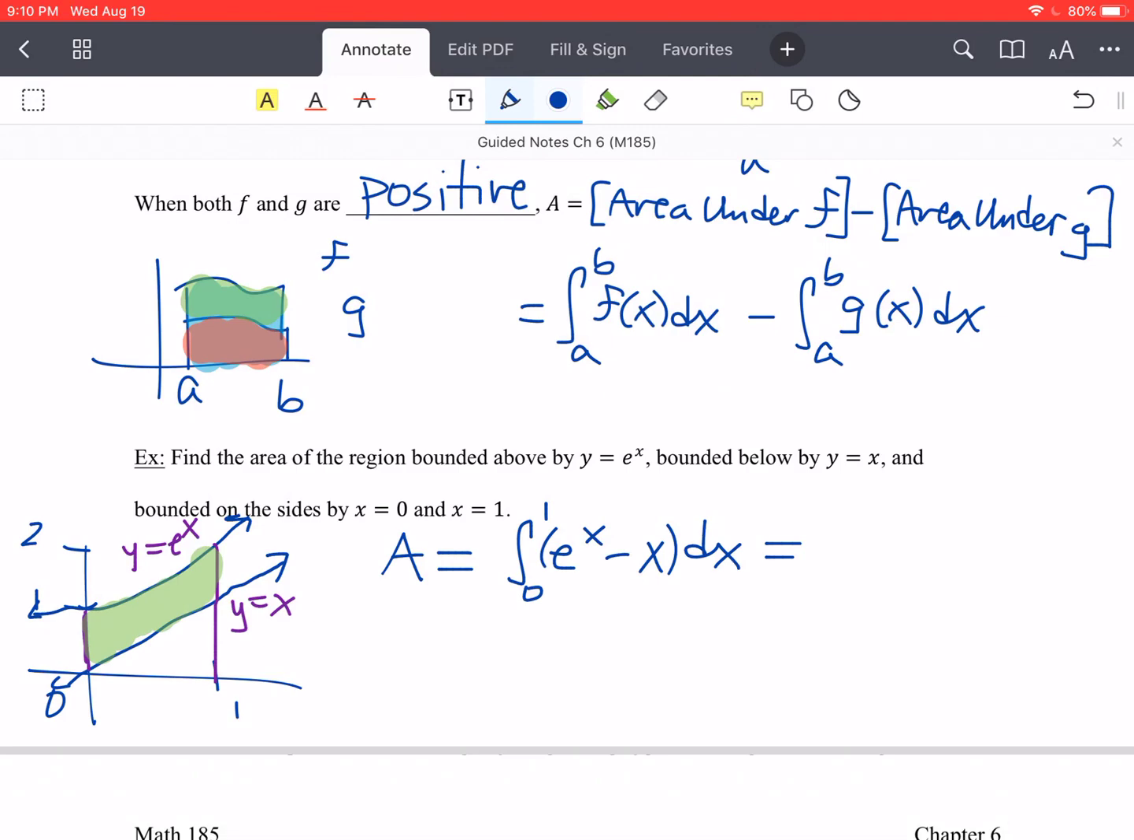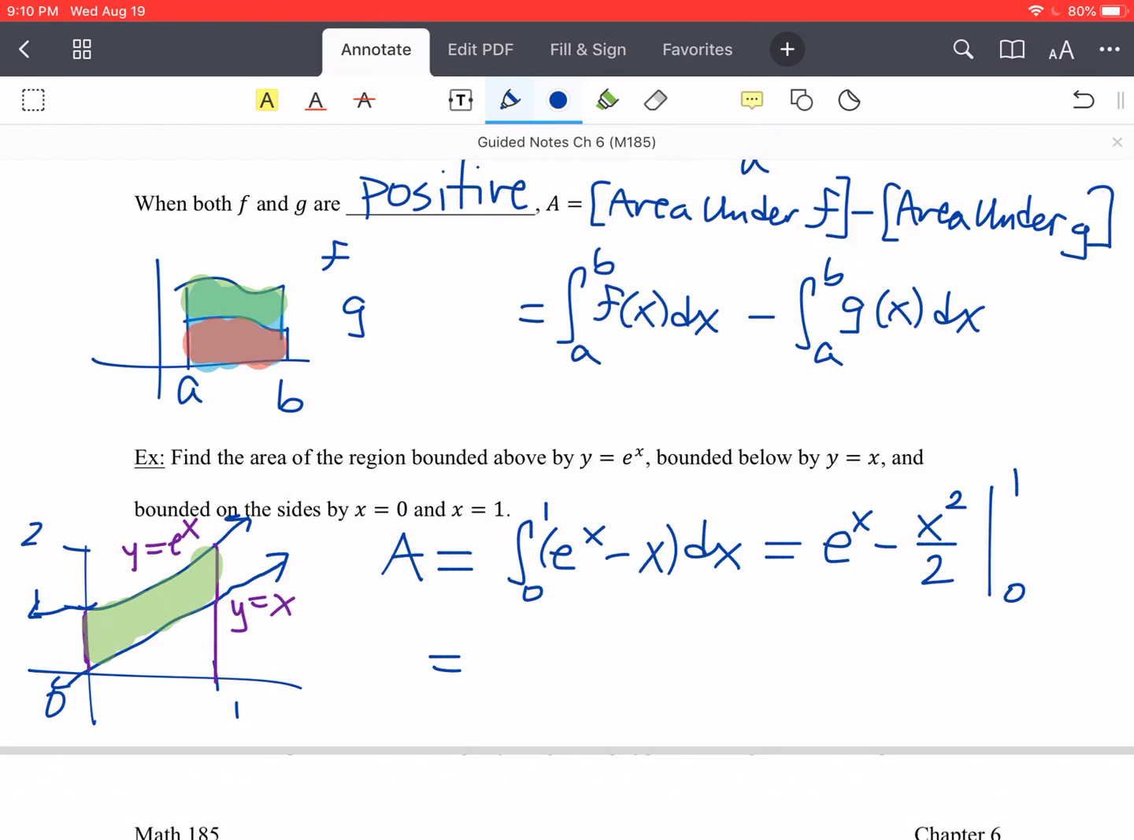And now, if you're a little rusty on your integration, now's a good time to get a refresher course. So take the antiderivative of each component. The antiderivative of e to the x is e to the x. The antiderivative of x is going to be 1/2 x squared, right? Or x squared over 2. And that's evaluated from 0 to 1.